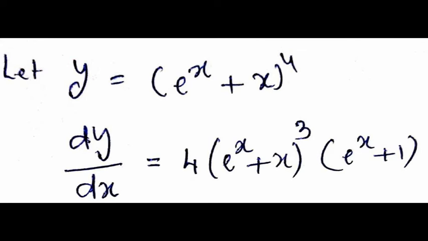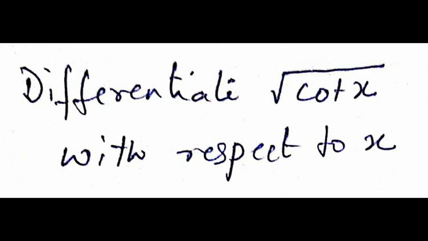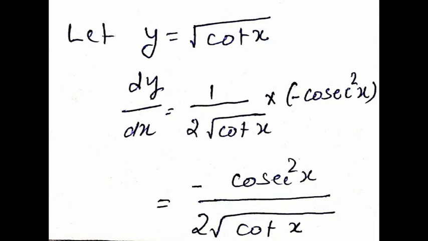Use the formula derivative of x raised to n is equal to n x raised to n minus 1. We get derivative of (e raised to x plus x) whole raised to 4 is equal to 4 (e raised to x plus x) whole cube into (e raised to x plus 1). Differentiate root cot x. Derivative of root x is 1 upon 2 root x. Derivative of cot x is minus cosec square x. Therefore, we get minus cosec square x divided by 2 root cot x.